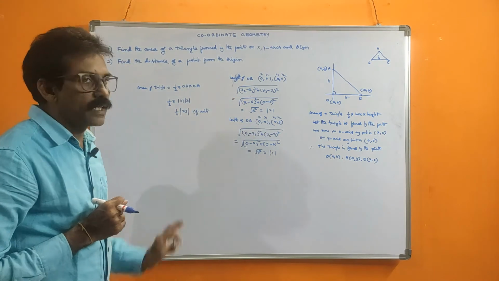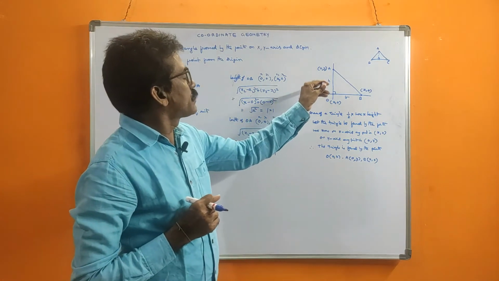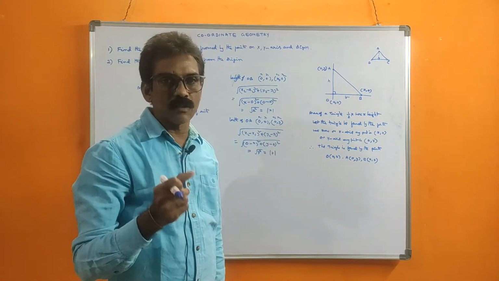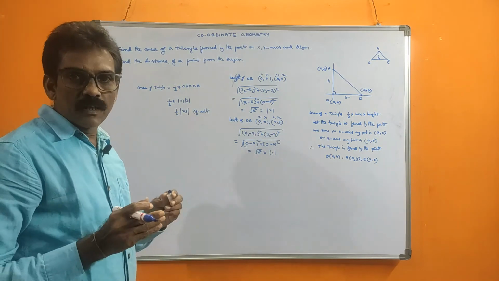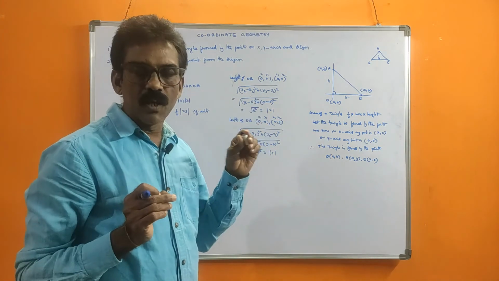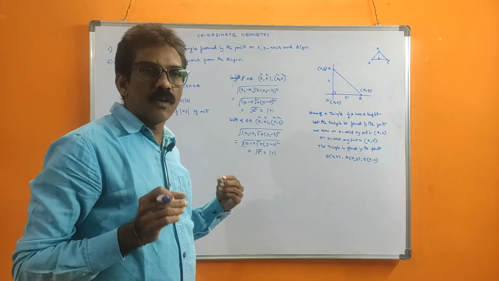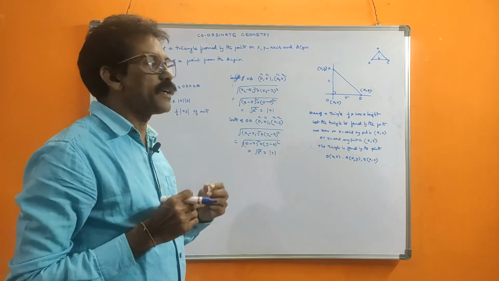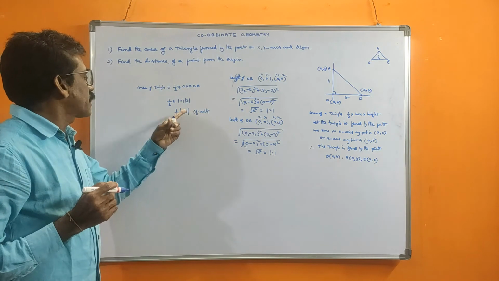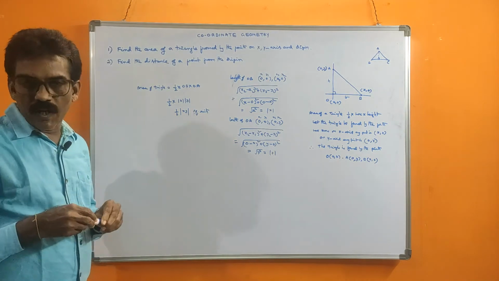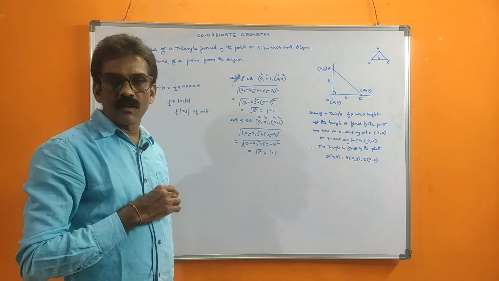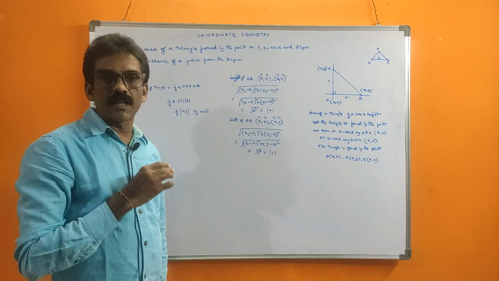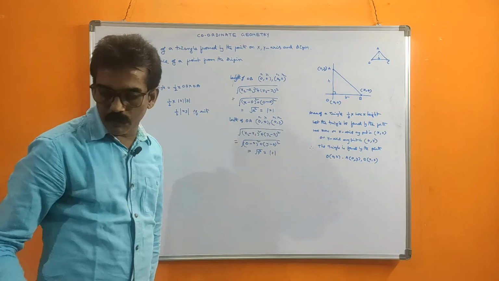So half mod xy anytime, if the points are on x axis and origin only, not other points, then only this formula is useful. When the 2 points are on the x axis and one point is origin, if the triangle is formed by those 3 points, then only the half mod xy formula is useful, not for other points. This is not the formula for area of triangle for ordinary points, only for these specific points.